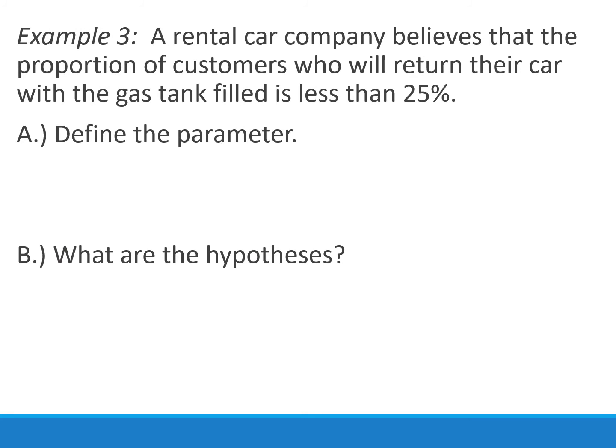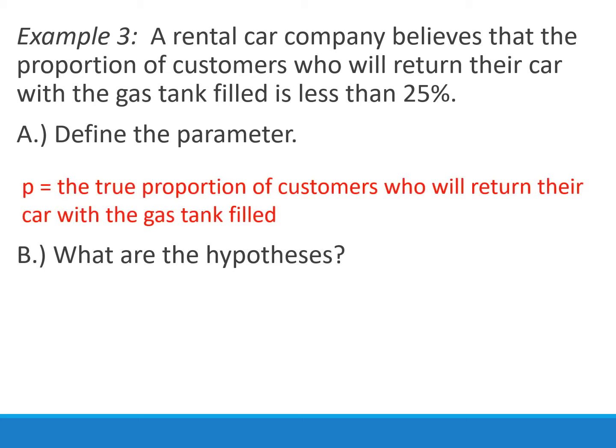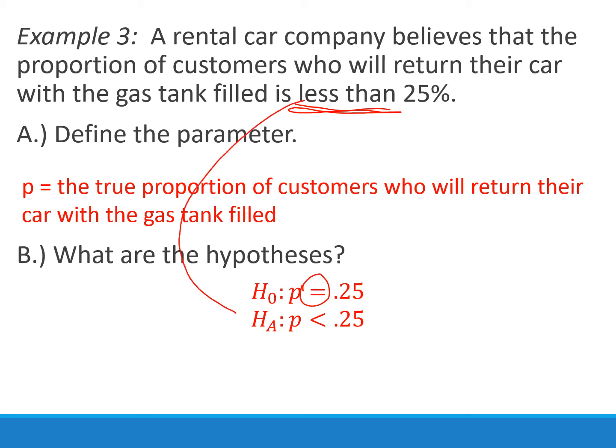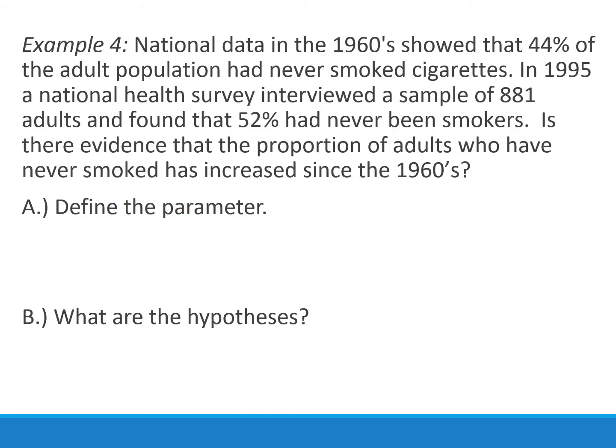In example 3, a rental car company believes that the proportion of customers who return their car with the gas tank filled is less than 25%. p is representing the true proportion of customers who will return their car with the gas tank filled. The null hypothesis is that it's equal to 25%. The alternative is that it's less than 25%. Remember, the null hypothesis always has to have an equal sign. The alternative is the one that has an inequality. So when it says less than 25%, this automatically goes in the alternative because it can't go in the null hypothesis.